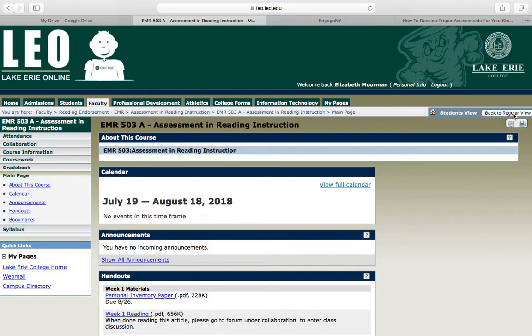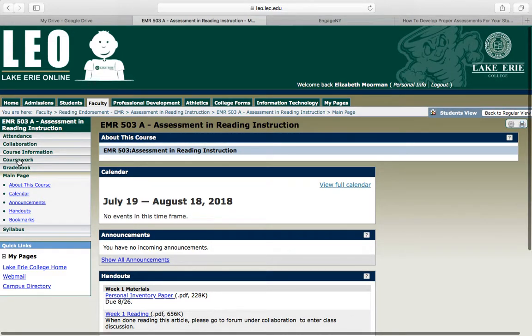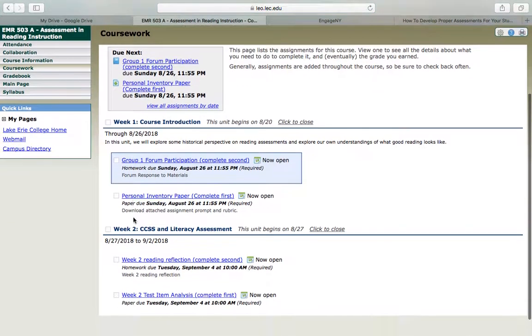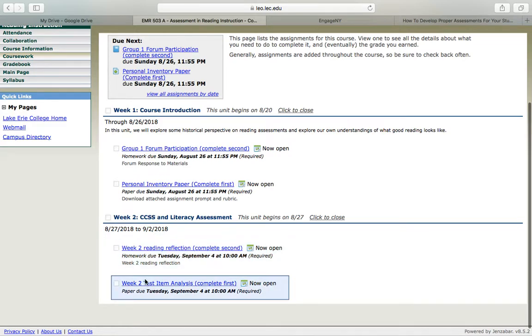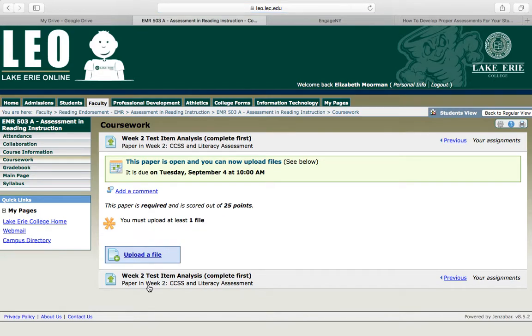Okay, so what I wanted to show you was that when you go into the coursework for the week, you are going to have the test item analysis, and this is something that you're going to write a paper for. You're going to upload your document here for me, and I'm also going to ask you to go into the collaboration and post on the forum so that people can get your thoughts. So that's the first thing, and that's under the coursework.